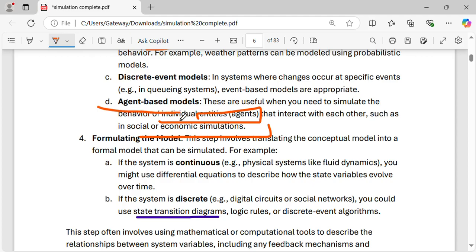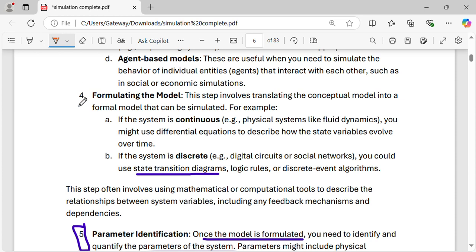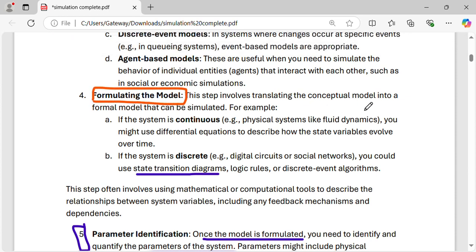So these were agent-based models, used in social or economic simulations, where you want to see the bigger picture. Right, so this was our third step, where we formulated the model. The fourth step is formulating the model. It means we chose the model and made it conceptual, but now we want to make it a formal model that can be simulated, right?